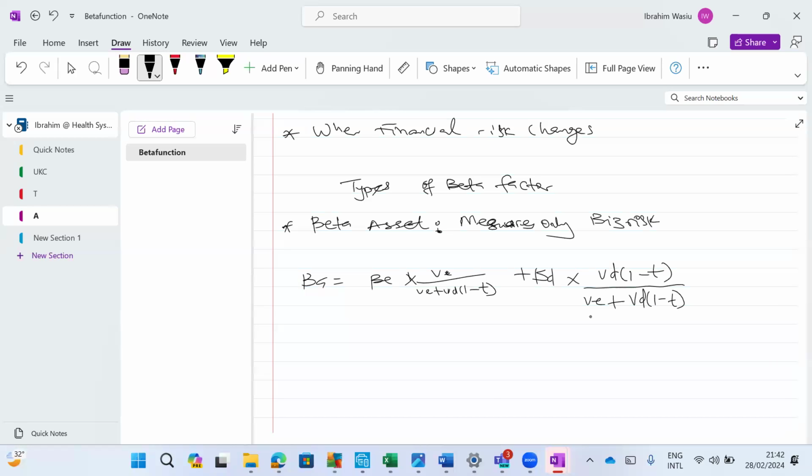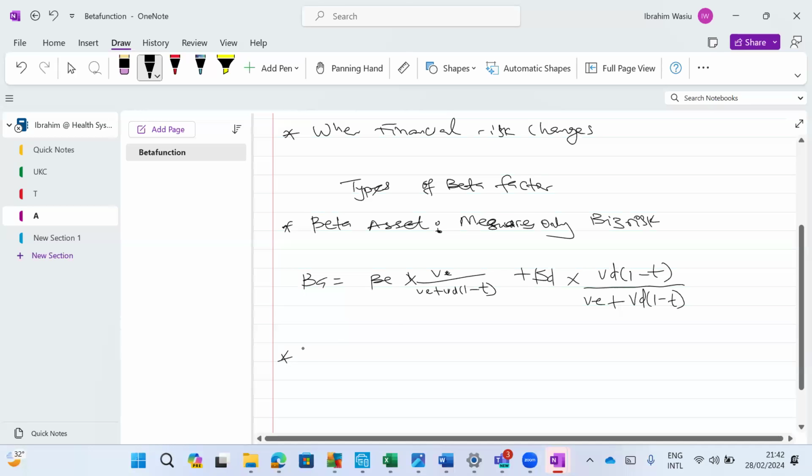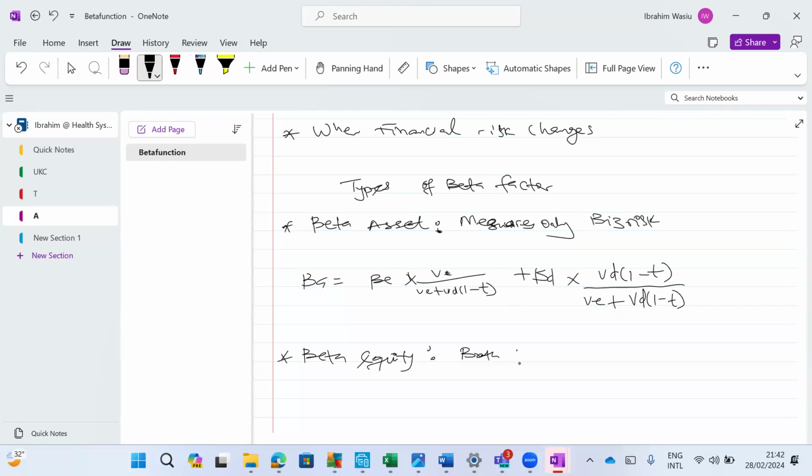Plus value of debt into 1 minus t. Okay, this is beta assets. So we have what we call beta equity, or referred to as equity beta. So this one measures both business and financial risk.